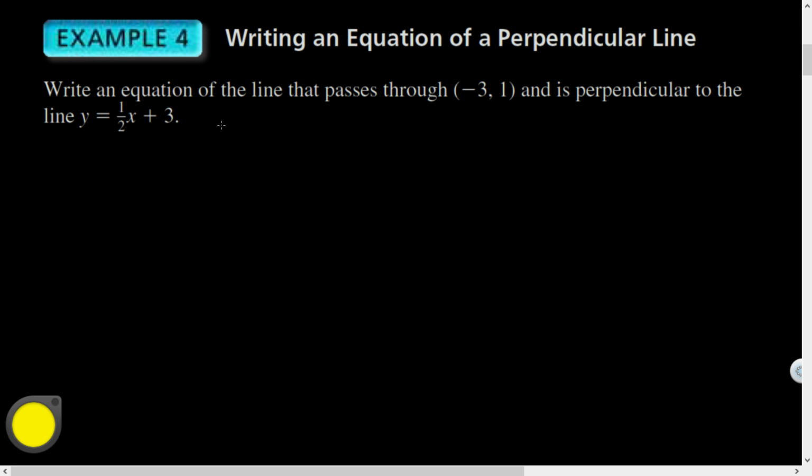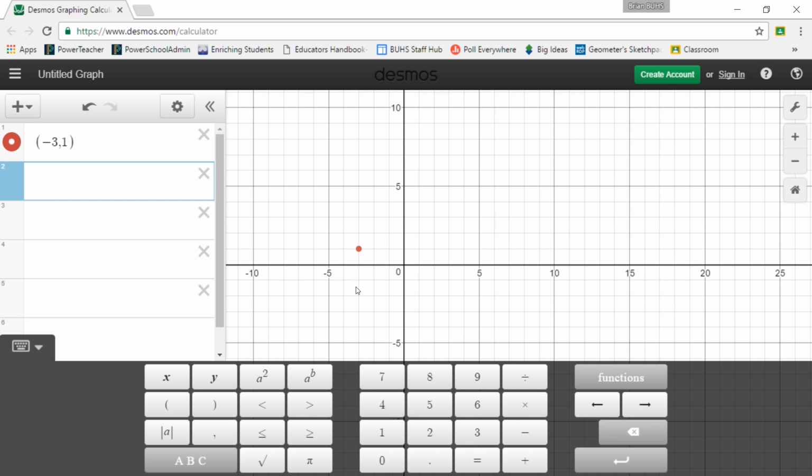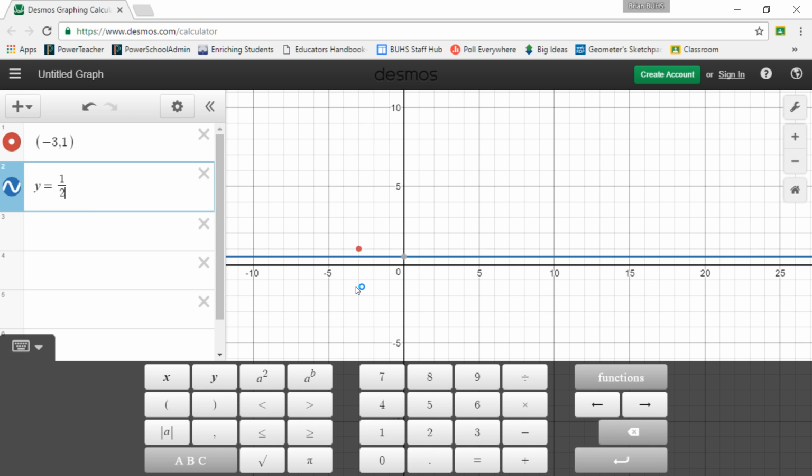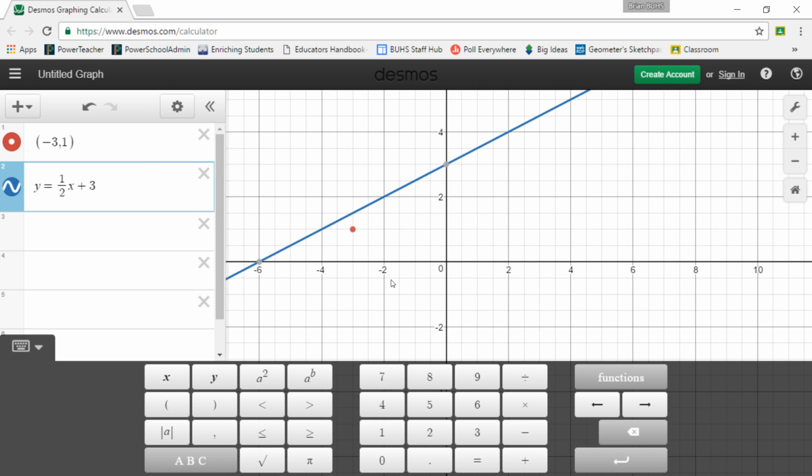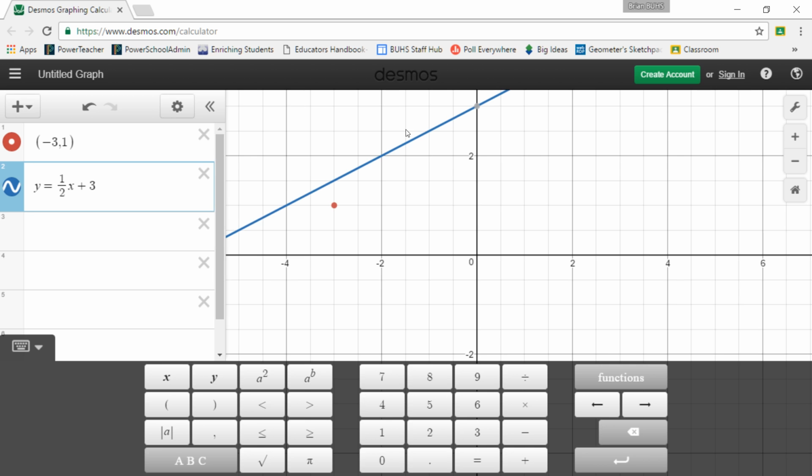Question: what is the slope of this line, friends? Y equals 1/2 x plus 3. What's its slope? 1/2. What's its y-intercept? 3. Now, I'm not looking for a line that is parallel to this blue line. I'm looking for a line that is perpendicular to this blue line. That's what I'm shooting for.